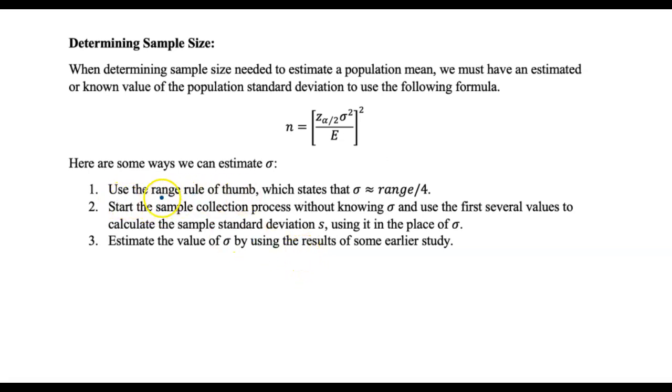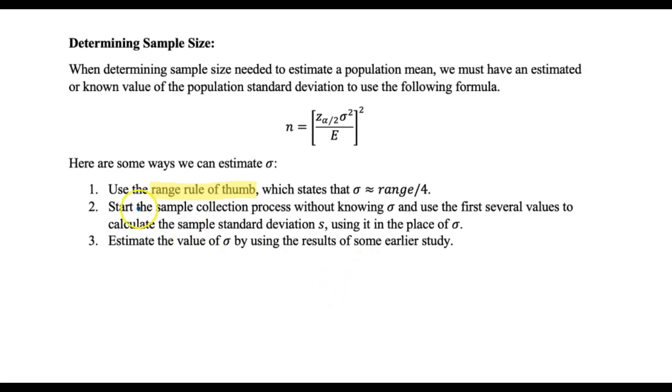And the first is called the range rule of thumb. This is one of the more common ones that we're going to use. The range rule of thumb just states that I can estimate the population standard deviation by just taking the range of the data, the difference between the minimum and the maximum, and divide it by 4. And that's all there is to the range rule of thumb. It's a pretty simple idea here.